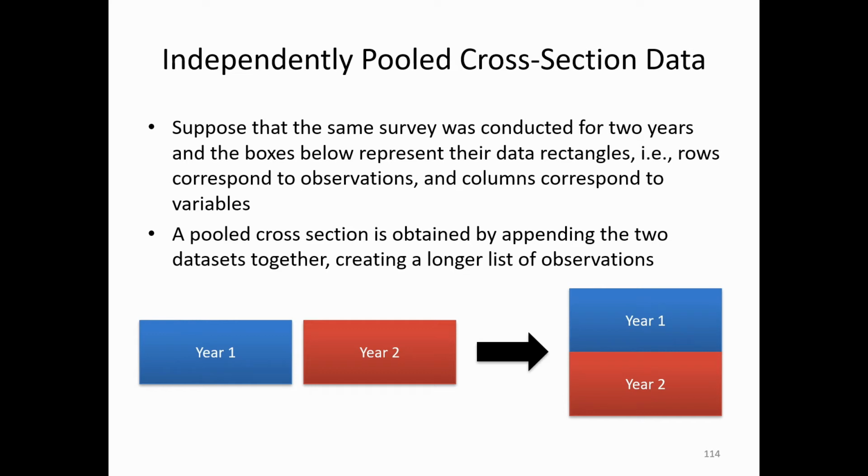and we let the blue and red boxes represent their data rectangles. Data rectangles meaning the rows correspond to observations and columns correspond to variables. Each data rectangle is a cross-section data. When we append the two datasets together by stacking them into a single dataset, we obtain a pooled cross-section data. In a sense, we are increasing the sample size by combining several survey datasets collected across different periods.